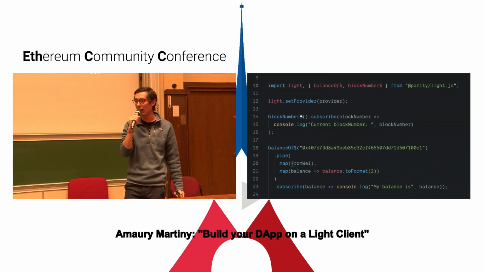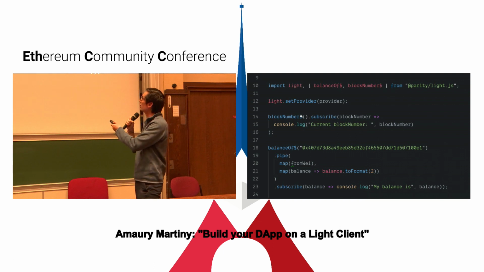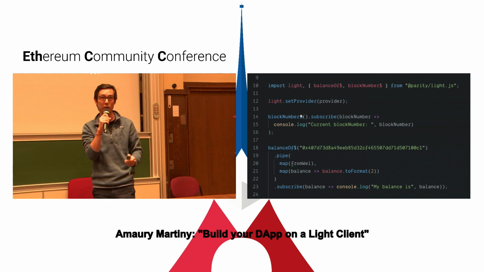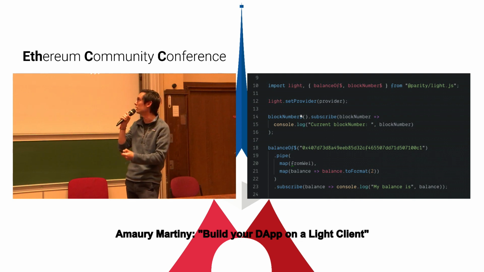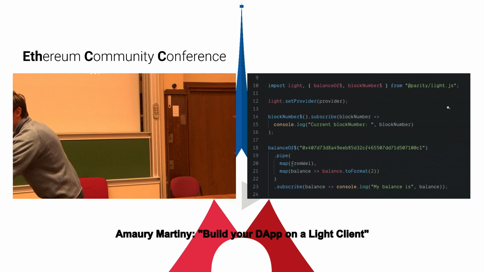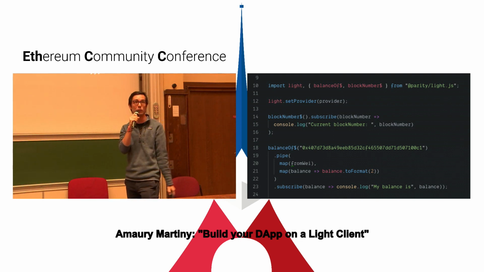First of all, you import lights and some functions that are inside light.js. The second line sets the provider. The provider typically will be your Light node. It won't be Infura or MetaMask. It will be your own Light node, so localhost and some port. And then to call, for example, the block number, here we call the block number function.